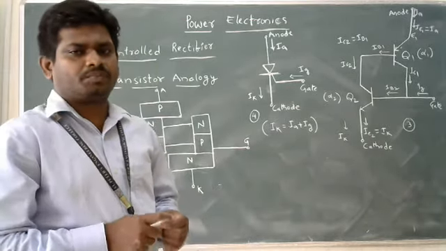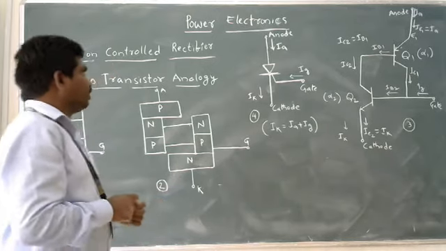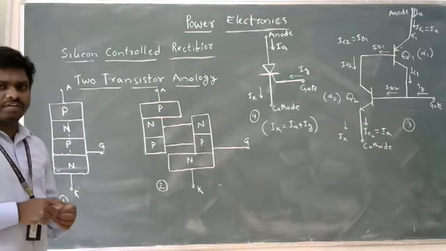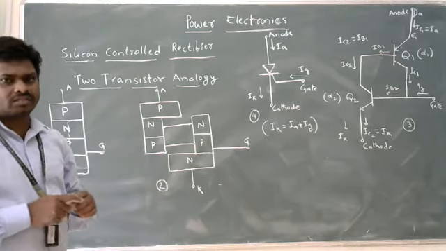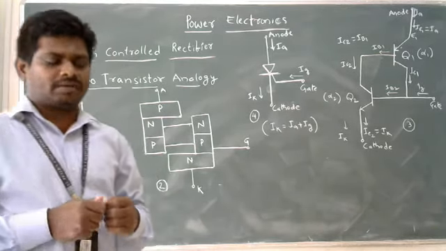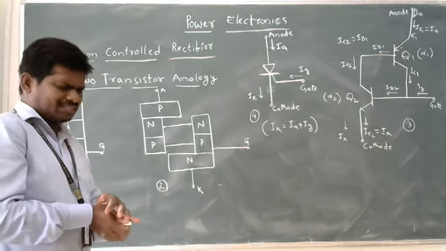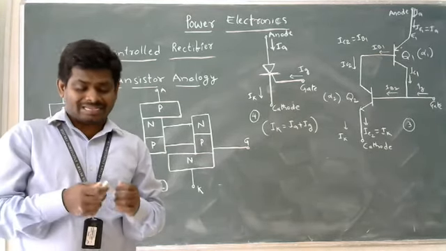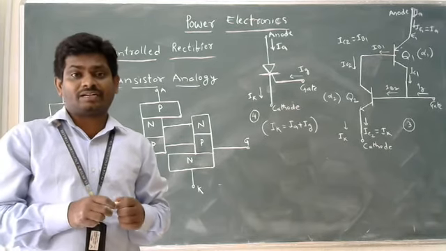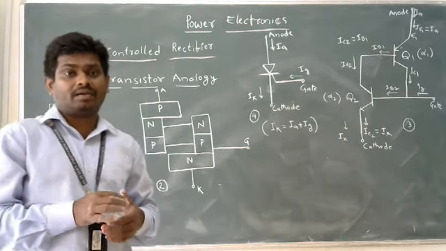In this video, I am going to explain the silicon control rectifier two transistor analogy. Basically, we have already seen the structure of the SCR. SCR is made up of four different layers, PNPN.